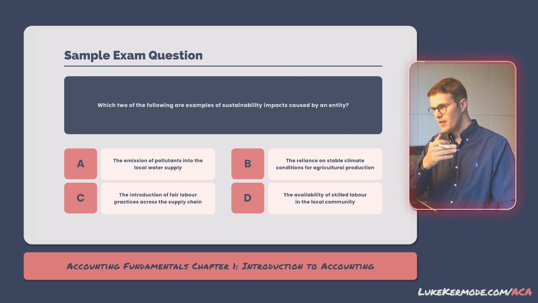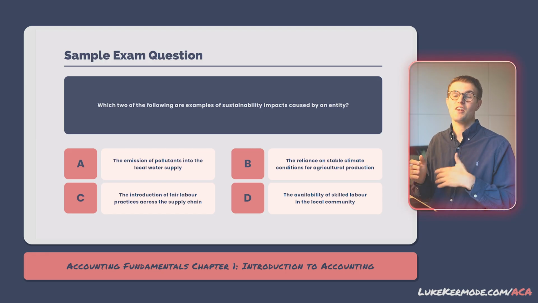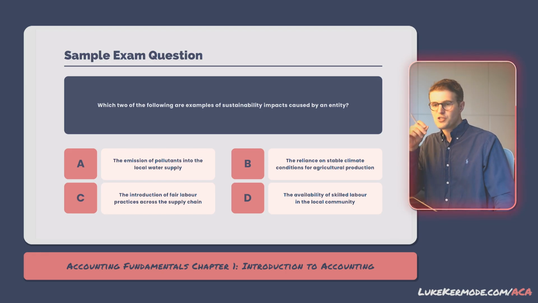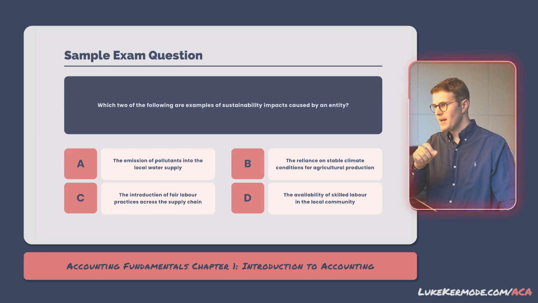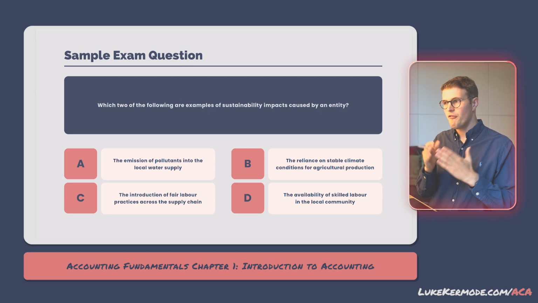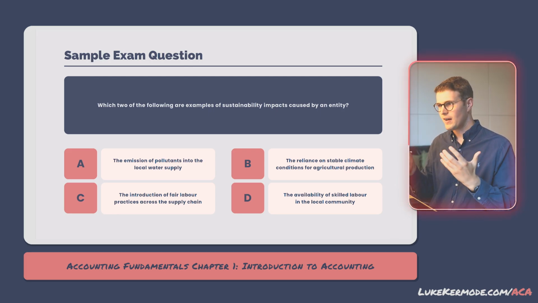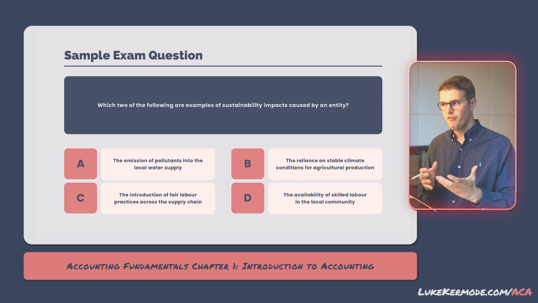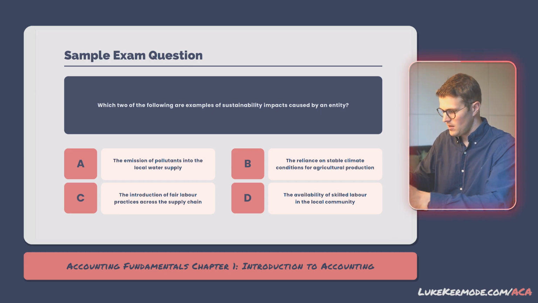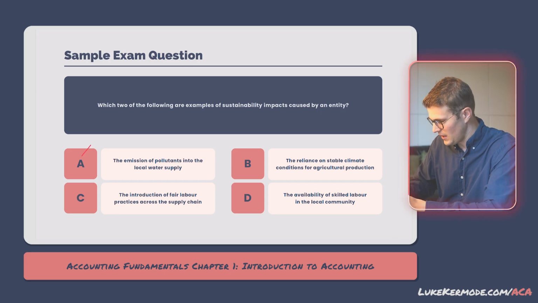So option A, the emission of pollutants into the local water supply. This is a strong example of an impact. It shows how the company's activities are affecting the environment directly. This kind of outward effect is exactly what we mean by a sustainability impact.